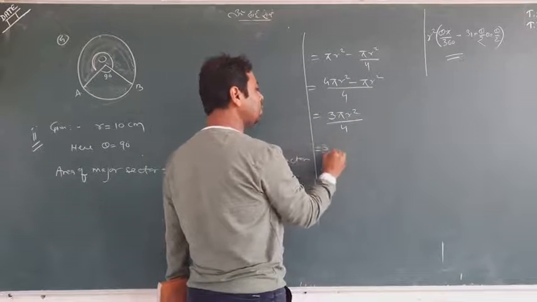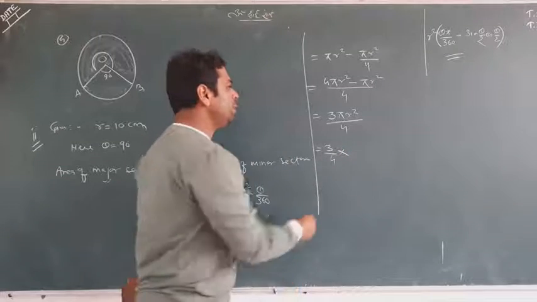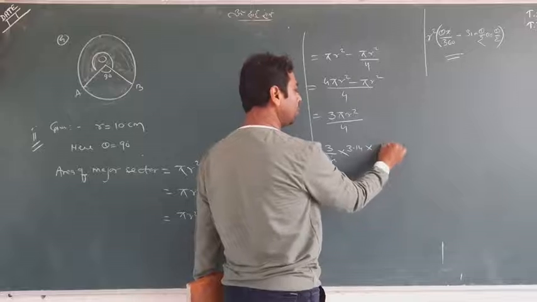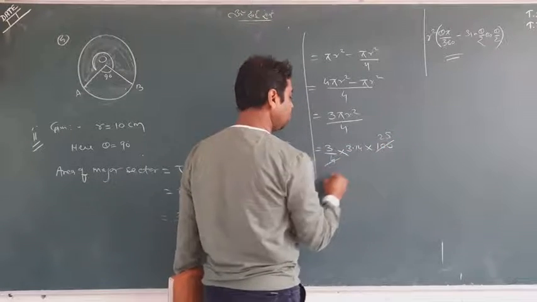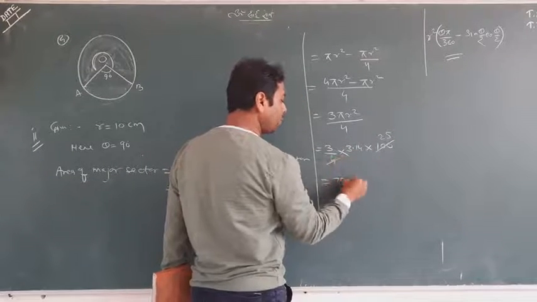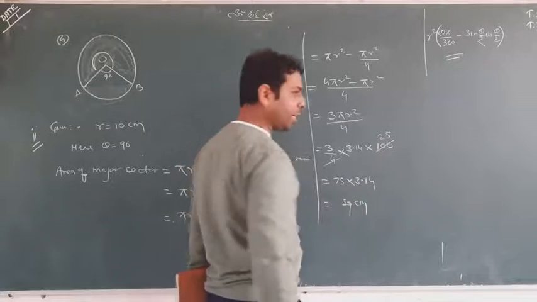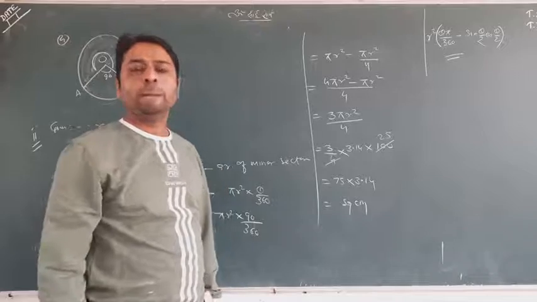Now you can put the values. So pi is given 3.14, and r square meaning 10 square meaning 100. You can cancel by this. These two will be 75 into 3.14. Please multiply yourself. It is in square centimeter, the answer of the major sector.